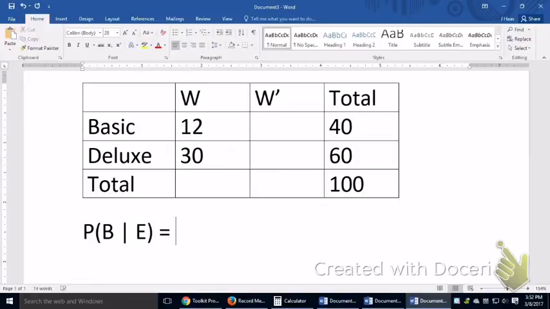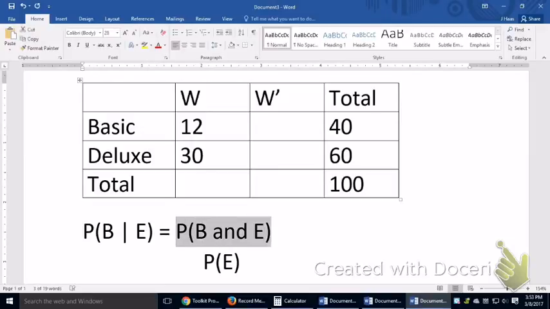So this is going to be equal to, probability is always what you're looking for compared to the total. So it's going to be the probability of B and E for your numerator, and then your denominator is going to be the probability of E, because you know for a fact that E has occurred, but you're looking for this numerator. You're looking for both B and E occurring given that that has occurred.